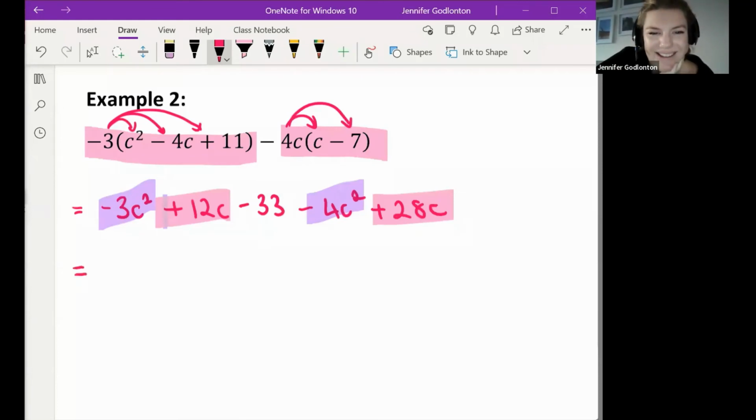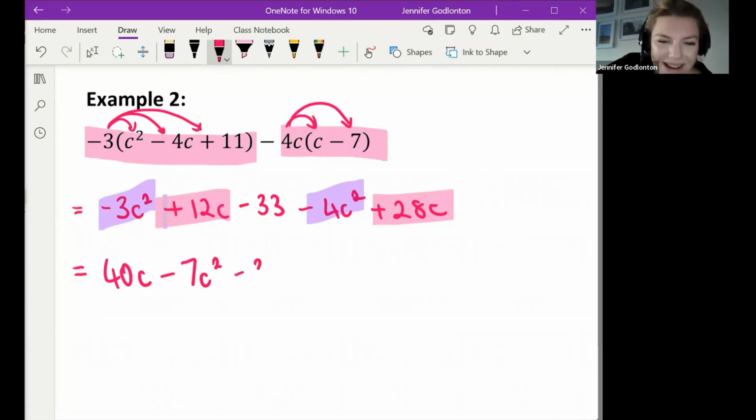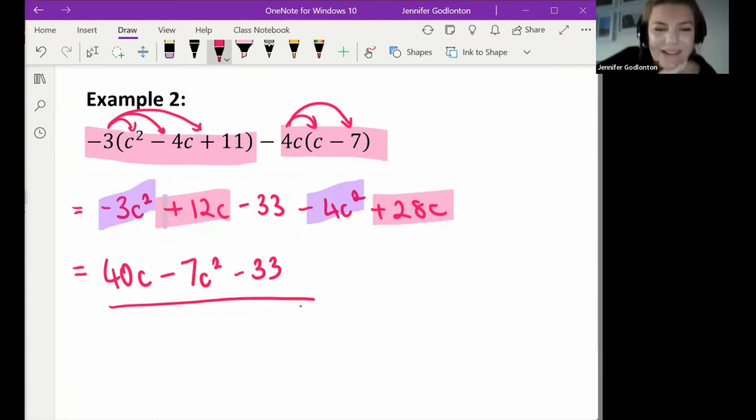Usually I would like to start with the ones without the powers, ma'am, if you can excuse me. So the answer will be 40c minus 7c to the power of 2, minus 33. Nice job. Perfect. Great. Awesome. Well done.